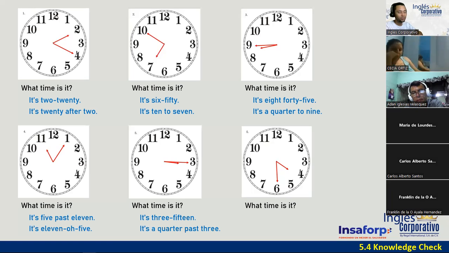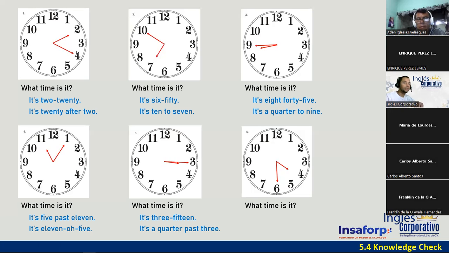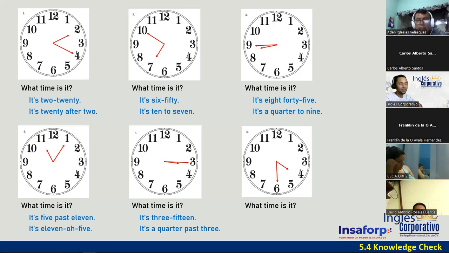¿Quién me ayuda con la número 6? It's habla English. What time is it? Adán Iglesias. It's 4:30. No, no puede ser 40. Porque 40 es 40. Okay. 4:40. It's 4:40. Bueno, hoy sí estamos bien que son las 4, pero no son las 4:40.